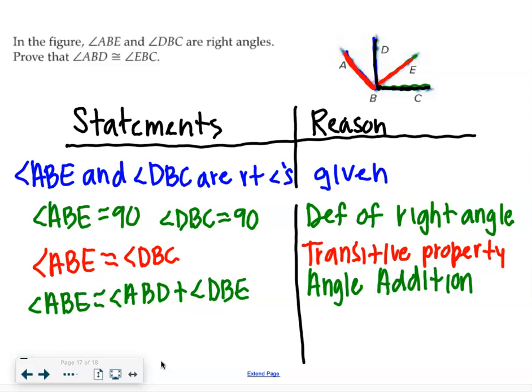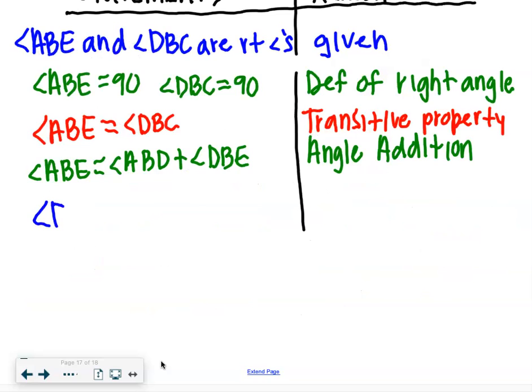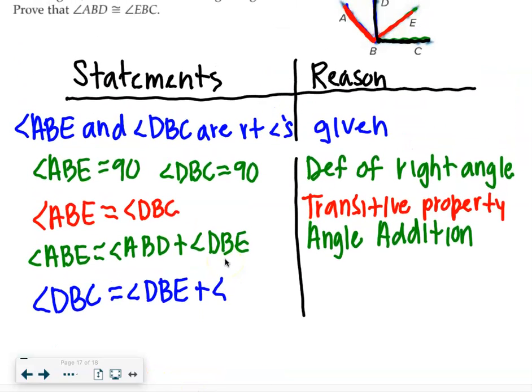Can I do the same thing for angle DBC? What makes up angle DBC? DBE and EBC. What's my reason for that? Angle addition. Angle addition. So ABE.